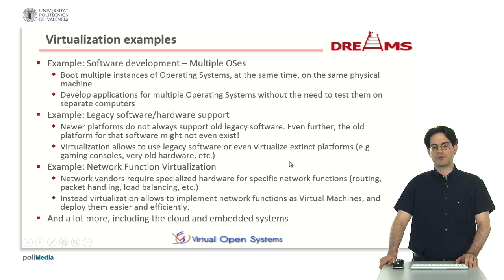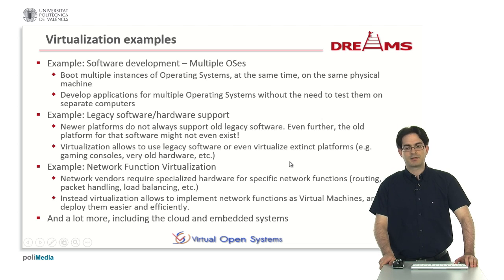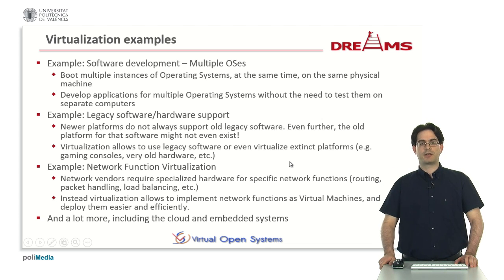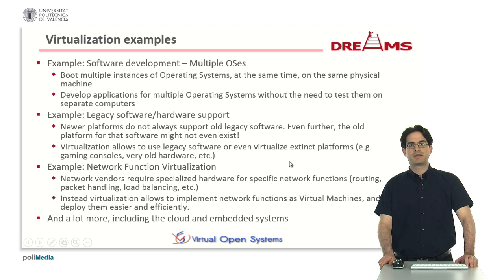Another interesting example is network function virtualization. This is an ongoing process. It's the latest paradigm in virtualization, where network vendors are tied to specific physical machines for specific network functions. For example, routing, packet scheduling, packet throttling, whatever you can imagine. But these physical machines are very expensive and lock vendors down to specific hardware manufacturers.